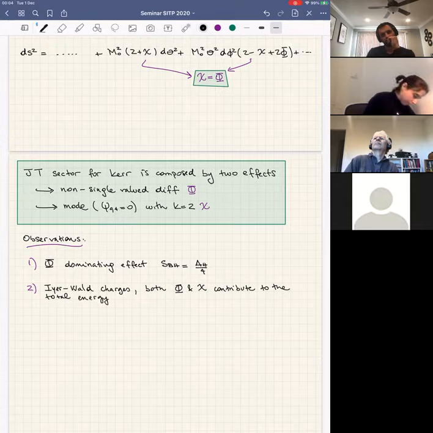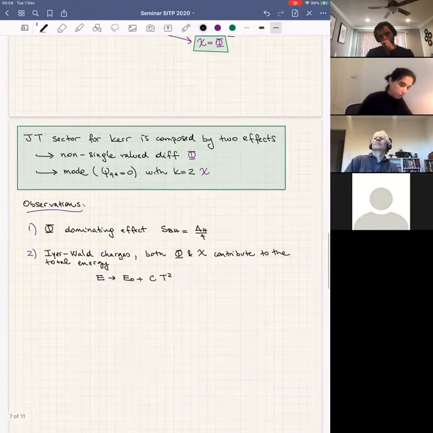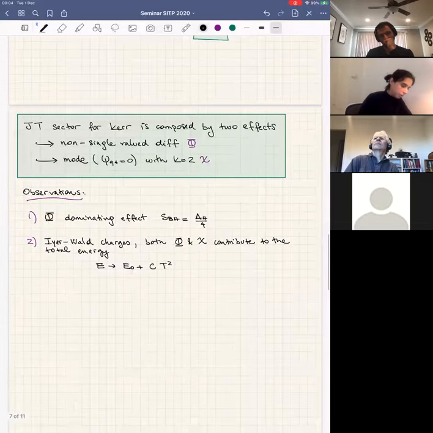So when we say that the energy of the solution is some extremal energy augmented by some heat capacity times T squared, both of these fields are playing a role. It's not just one of them. Both of them contribute, and you need both of them to make a consistent computation.